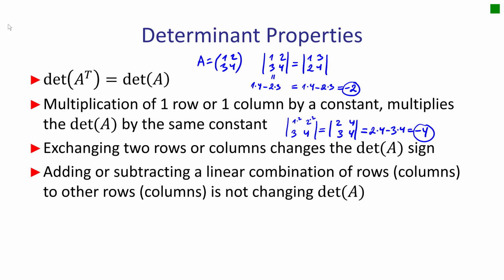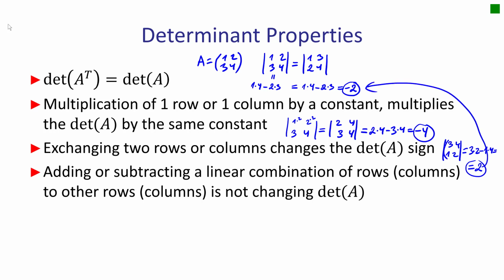Another property is that when you interchange two rows or columns, it changes the sign of the determinant. So if you're flipping that matrix upside down, for example, instead of 1, 2, 3, 4, you get 3, 4, 1, 2. That determinant will be equal to 3 by 2 minus 1 by 4, which is 6 minus 4, which is positive 2 and not negative 2, compared to the original one, which is negative 2.